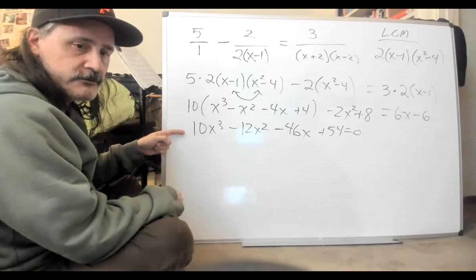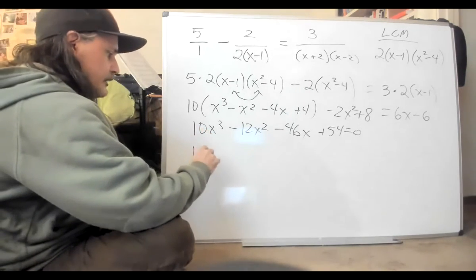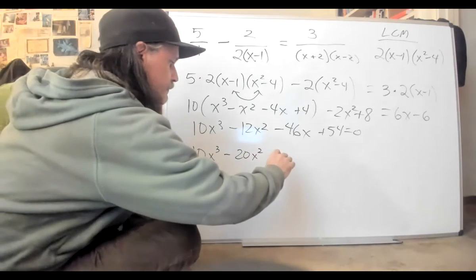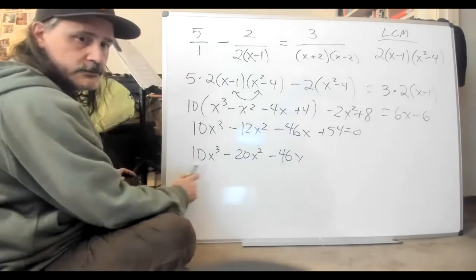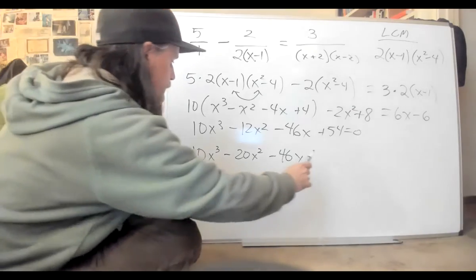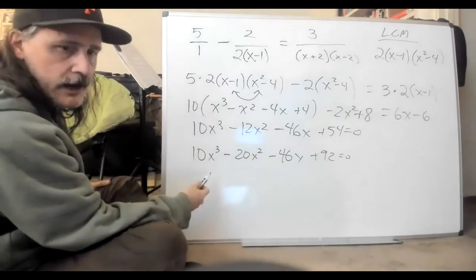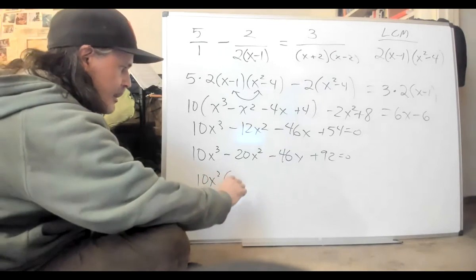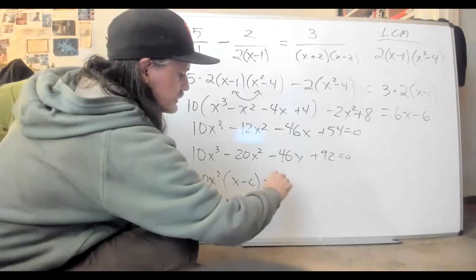So we got to solve this. Now, again, if this was something like 10x cubed minus 20x squared minus 46x, notice that these are doubled. Okay, so what's doubled this? Looks like it's 92. Then we would have an option here. We could factor out the 10x squared, and then we can factor out the negative 46.